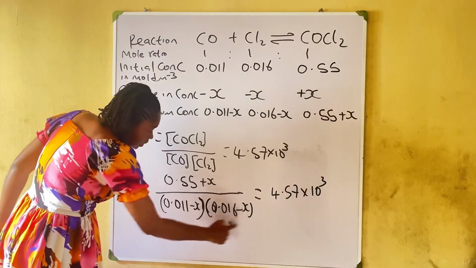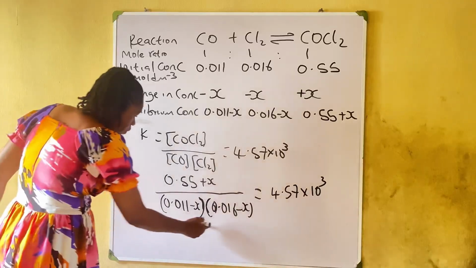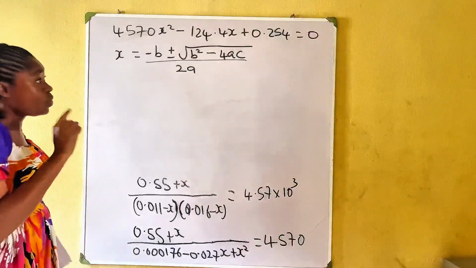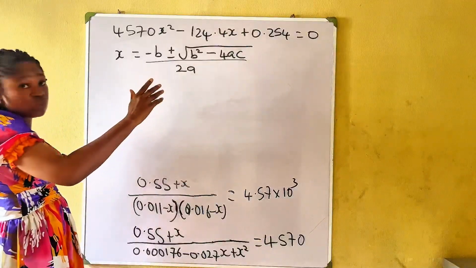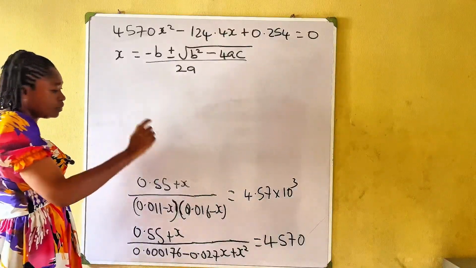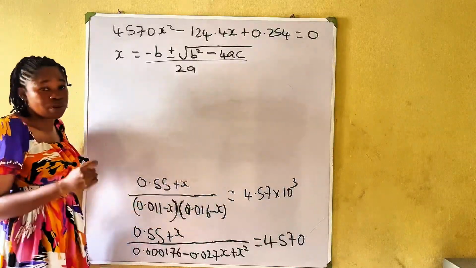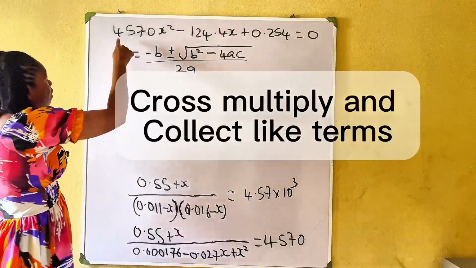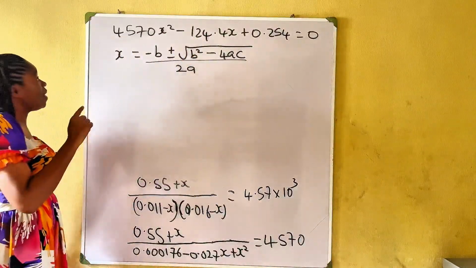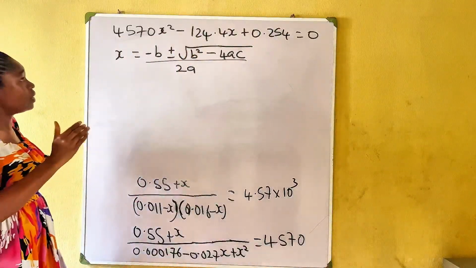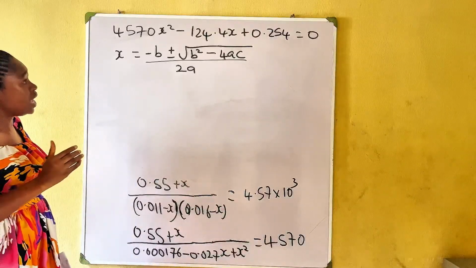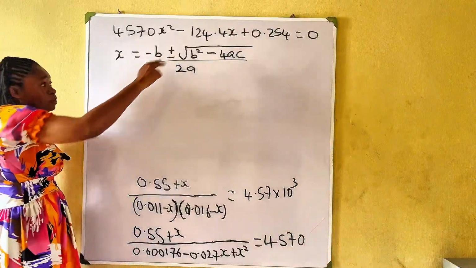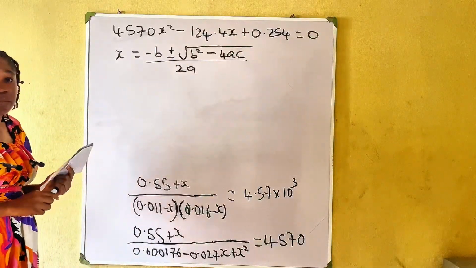If I factorize the denominator, I will have this equation. The equilibrium constant I gave in the equation, I put 4.2 times 10 raised to the power; please change it. It's supposed to be 4.57 times 10 raised to the power 3. When you cross multiply and collect like terms, we have 4570 S square minus 124.4 S plus 0.254 equals 0. So this is a quadratic equation.